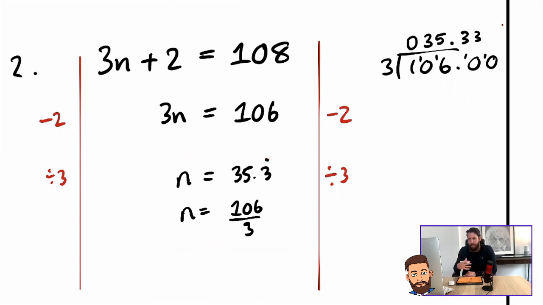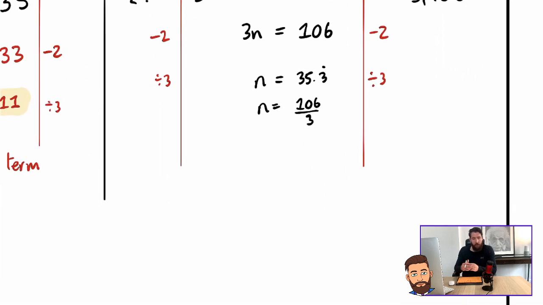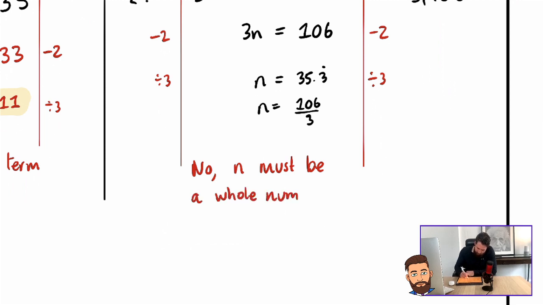And if you think about what n represents, a term in a sequence: first term, second term, third term, n is 1, n is 2, n is 3, n is 4. So if you get a decimal or fractional answer as n, then it cannot be in the sequence. You wouldn't say the 35.3 recurring term. It doesn't exist. You could have the 35th term and you could have the 36th term, but you cannot have the 35.3 recurring term. So whenever you get a non-whole number as your answer, you can simply say, no, n must be a whole number, or a whole integer, to be in the sequence.